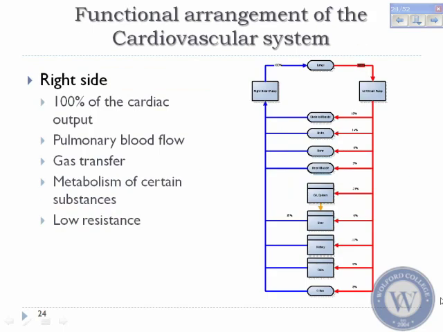Now, the functional arrangement of the cardiovascular system is that the right side of the heart pumps approximately 100% of its cardiac output into the lungs. Okay? Pulmonary blood flow is actually a very low resistance system in comparison to systemic circulation. It's a 20-to-1 difference. Okay? So you can see that the pulmonary vascular resistance is actually very, very low.